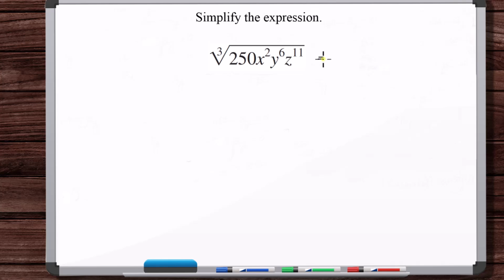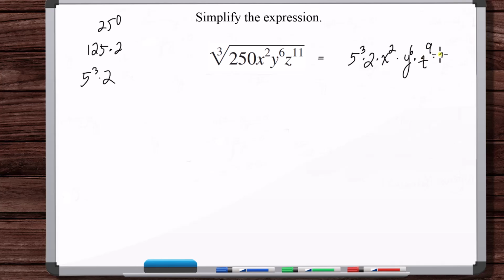We can just do so. Okay, 250 is 125 times 2. That's 250. And then 5 cubed is 125. So we've got, let's see, 5 cubed times 2 times x squared times y to the 6th. We'll just leave that. And then times z to the 9th times z squared.